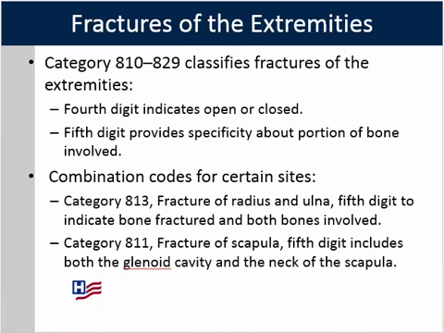Category codes 810 to 829 classify fractures of the extremities. The fourth digit indicates whether the fracture is open or closed, and the fifth digit provides more specificity as to the portion of the bone involved. Combination codes are provided for certain sites, as you see here. For instance, category 813, fracture of radius and ulna, is considered a combination code. Also, be careful to pay close attention to any notes provided throughout this section.